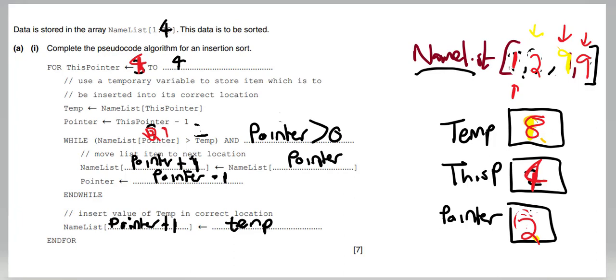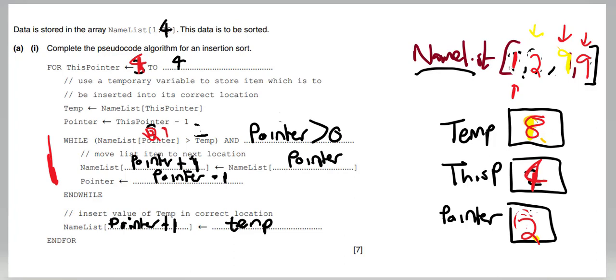It's not greater than temp. It isn't bigger than temp. Therefore, we don't do this loop because both conditions need to be true. This and this. Whilst it's bigger than 0, it's not bigger than temp. Temp is 8. We've got 2. So it's not going to be any more swaps. So what we do is we break the loop.